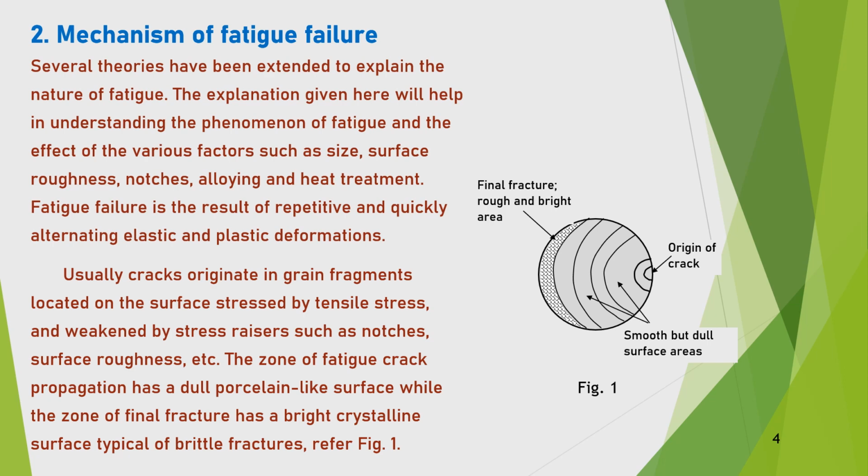The crack originates at the surface and with passage of time it moves towards the core of the part, as seen in figure 1. Since this propagation takes a long time, the surface is smooth but has a dull appearance. Finally, the part is significantly weakened and the fracture occurs suddenly. This surface appears bright because it is a recent fracture of the part.